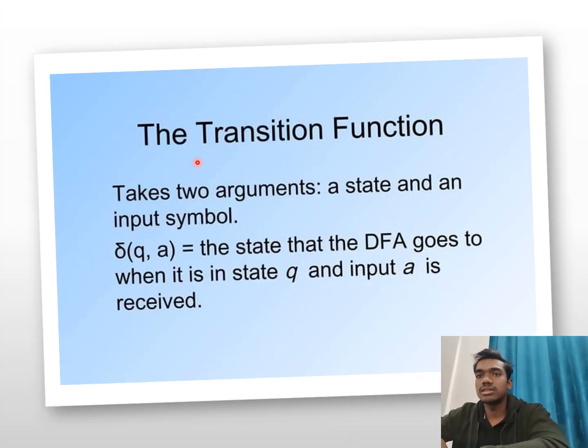The transition function takes two arguments, a state and an input symbol. So basically this is a transition function which is taking an input, basically a state and an input symbol. It gives the state that the DFA goes to when it is in state q and input a is received.